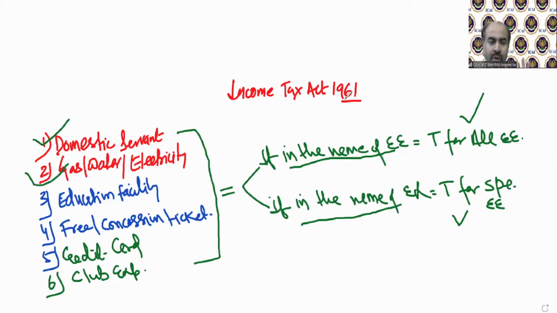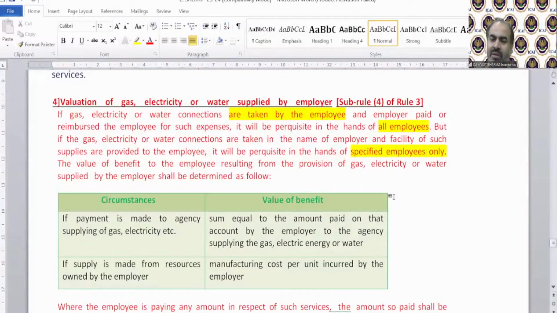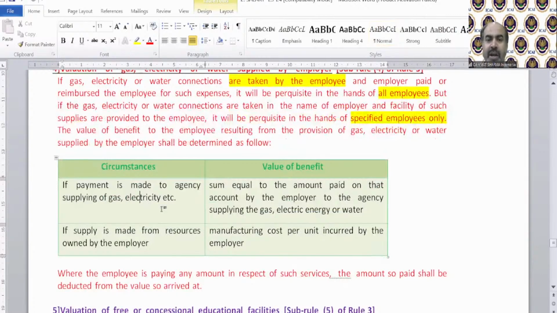Moving on to our notes. So with the help of that small format, you can understand the whole perquisite of these kinds. Taxable value if payment is made to agency supplying gas, electricity: sum equal to the amount paid on that account by the employer. So if the gas, electricity, water connection is purchased from some other agency, then the amount paid by employer for you is going to be taxable perk in your hand.